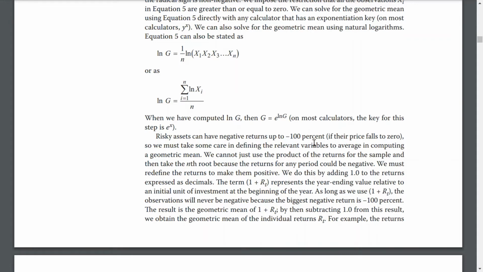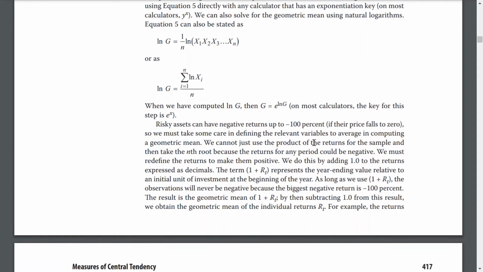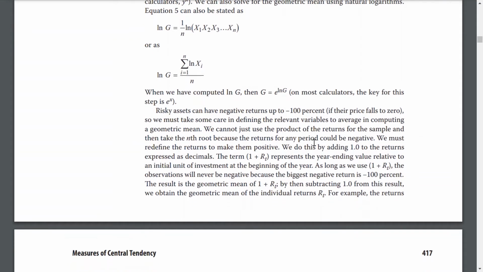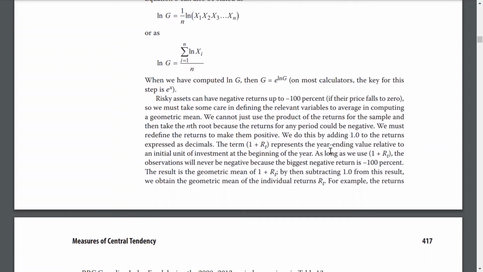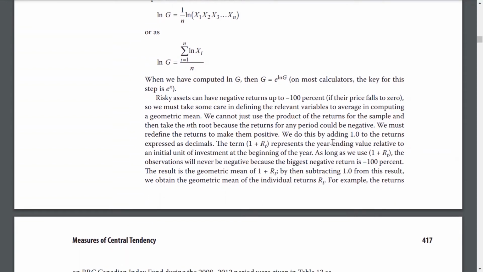Risky assets have a negative return of up to negative 100%. If the price falls to 0, we must take the same care in defining the relevant variable to average and in computing the geometric mean. We cannot just use the product of the returns for the sample and then take the nth root, because the returns of any period can be negative. We must redefine the returns of the market to be positive.